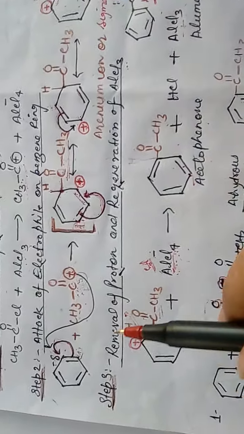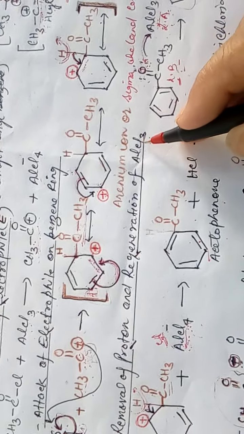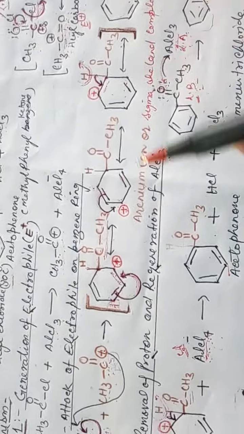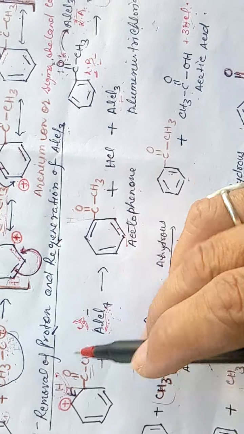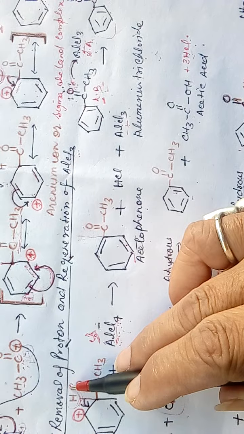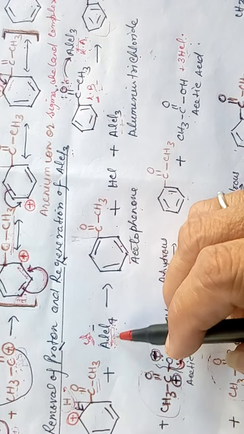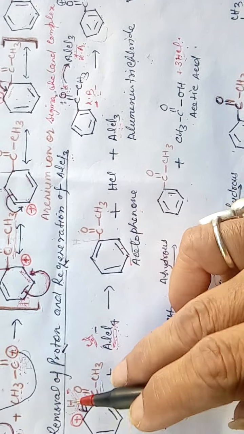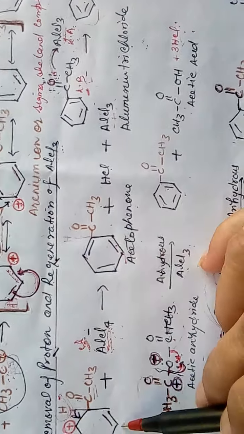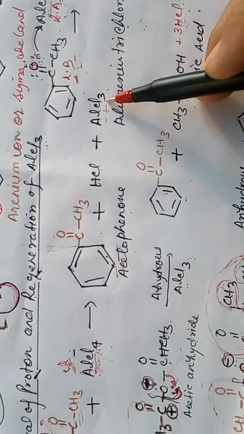Now we come to step 3, removal of proton and regeneration of AlCl3. Now we take this structure. In this structure, when AlCl4 minus comes to react here, this proton shifts from here and our Cl comes from AlCl4 minus, and these form hydrochloric acid, and this compound forms acetophenone and AlCl3 is released.